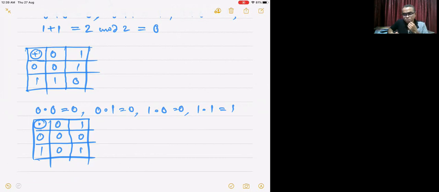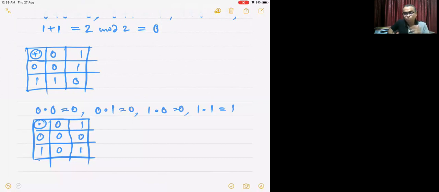Okay, additive identity 0. Yes, additive identity is there, 0, and it indeed is true that 0 plus 1 is equal to 1 plus 0 is equal to 1. Now additive inverse, well, what is additive inverse of 0? 0, of course. What is additive inverse of 1? 1 again, because 1 plus 1 is 0. 1 is its own additive inverse.